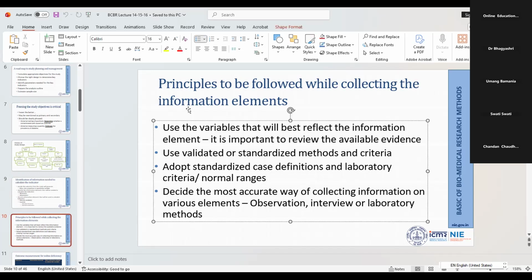Then decide the most accurate way of collecting information on various elements. So when we are going to collect data, we have to decide what is the best way to collect that information. For example, it could be observation, it could be interview, or it could be laboratory methods. For example, anemia only. If we are going to look for pallor and define the anemia based on the pallor, then the best way is to observe the study participant. And if we are going to ask about signs and symptoms, then interview is the best method. And if we are going to check hemoglobin level, then the best method is to go for lab methods.